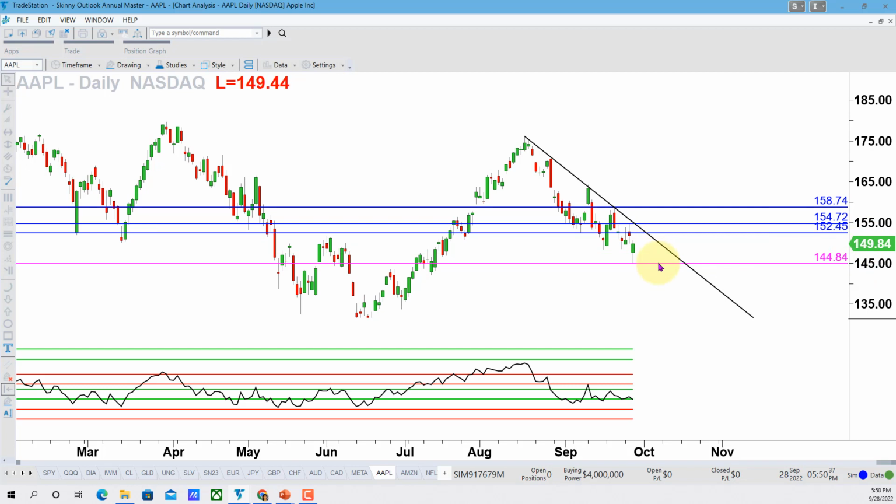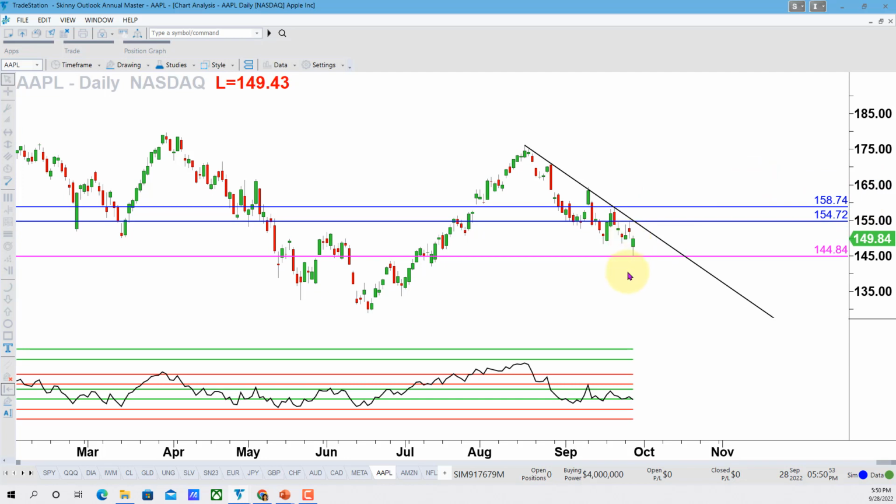147.21 is not a daily chart level. 152.45 is not a daily chart level. But now I have these two, 154.72 and 158.74, that are so strong because they are on the 5-minute and the 60-minute and the daily chart. So first things first, despite this weakness that we saw with this news, there was a recovery higher towards the end of the session, right?